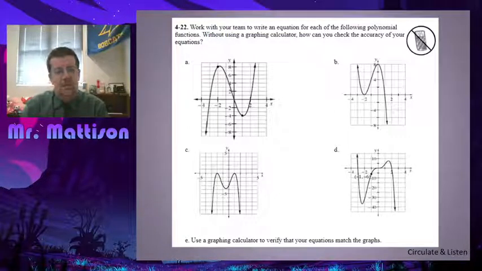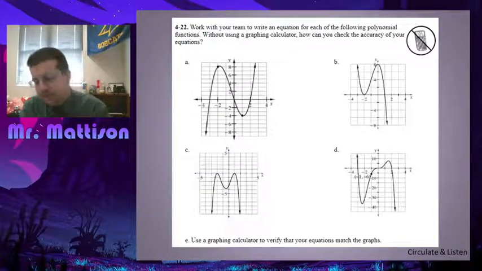Be careful that you look for where it crosses, what the end behavior is, and then how it's going to cross. So like, does it bounce, does it wiggle through, stuff like that. And then once you've got that, go ahead and resume the video.